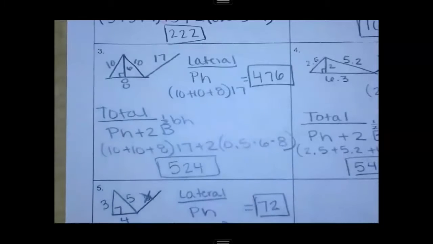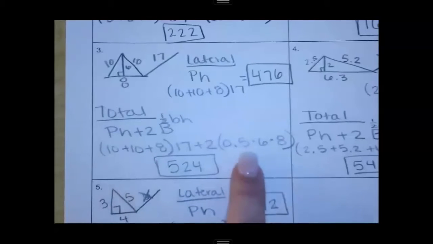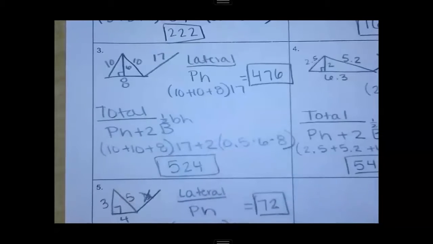Major things I'd like to point out that are different between a triangular prism and a rectangular prism. The first difference is perimeter of the base. On a rectangular prism, there were 4 sides you needed to add up. With a triangular prism, there's only 3. The other major difference is the area of the base formula. There's a 1/2 in it, and there's not on a rectangular prism, okay? So just things to note.